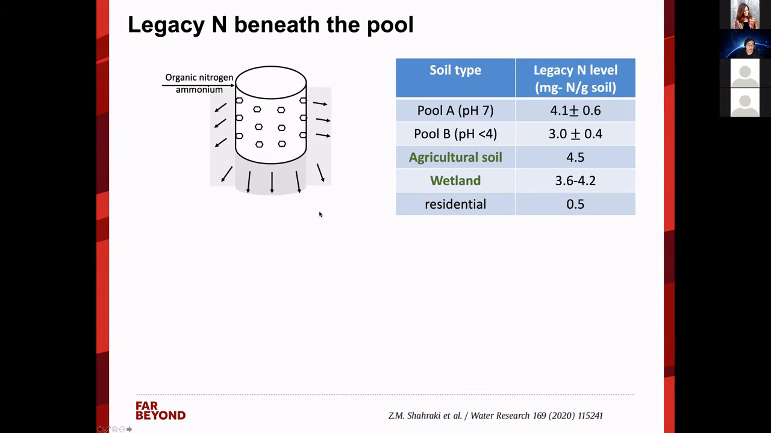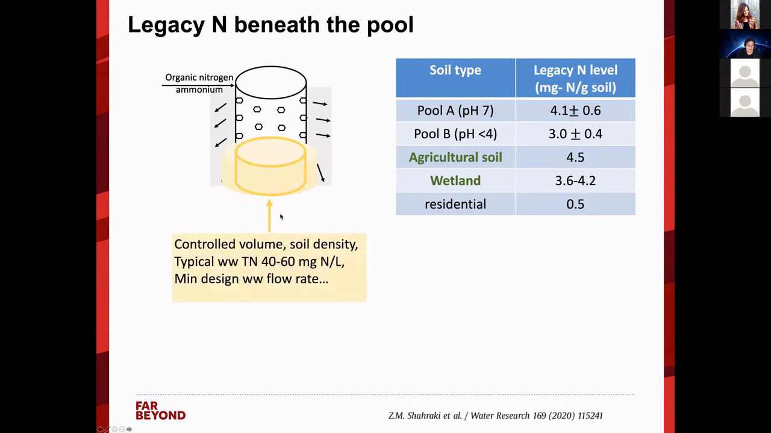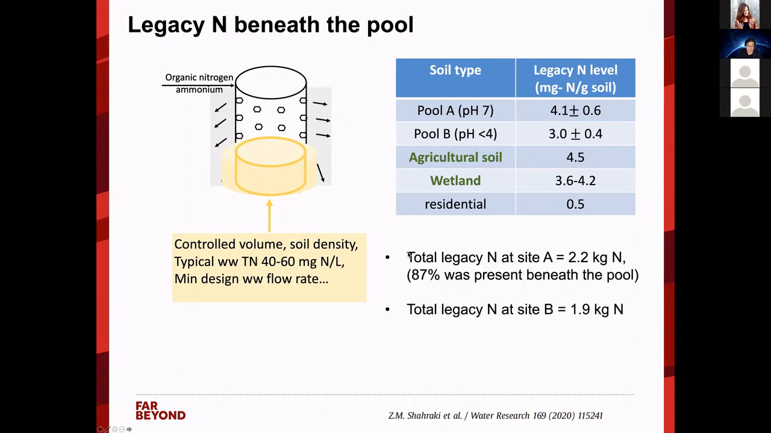With a current leaching pool, if we define the controlled volume to be beneath the pool and one foot away from the bottom, from the leaching ring, and with the measured soil density, and with the assumption of the typical wastewater concentration in domestic wastewater, and also with the minimum design wastewater flow rate, we were able to calculate how much of the labile nitrogen has been stored at site A and site B. Basically, with all the information and measurements, we can calculate the total labile nitrogen at site A is about 2.2 kilograms.